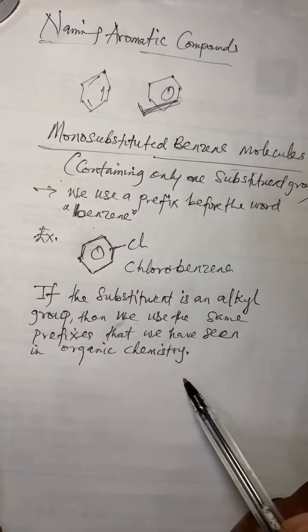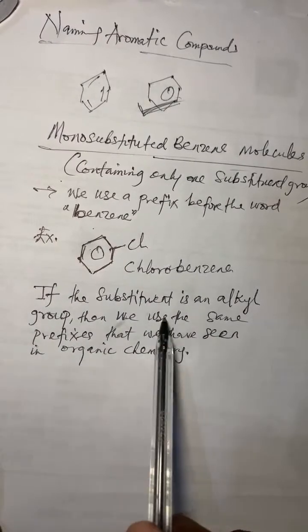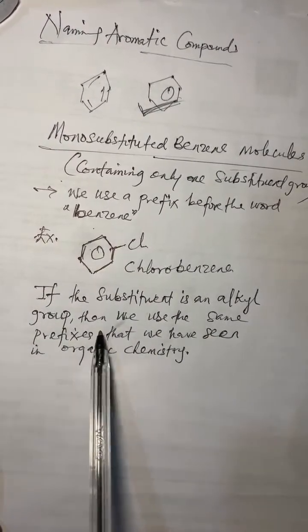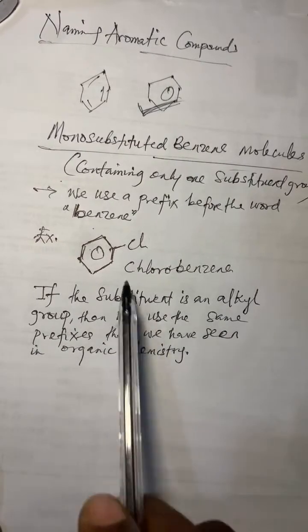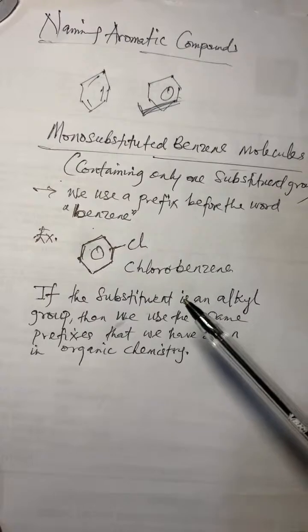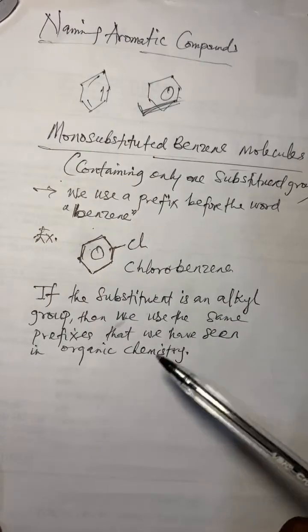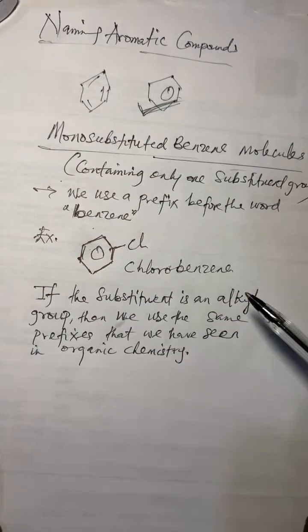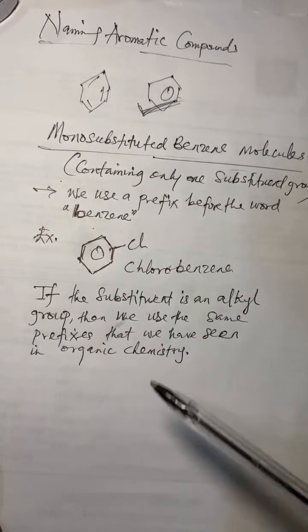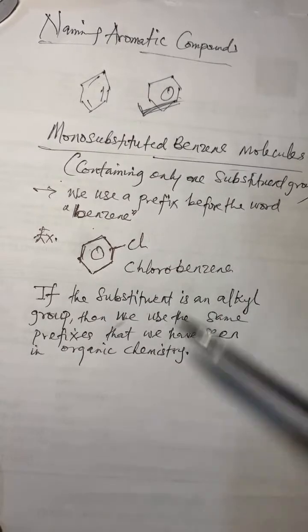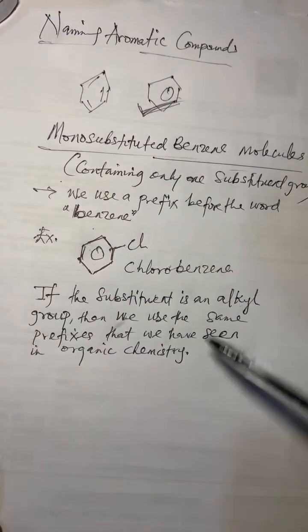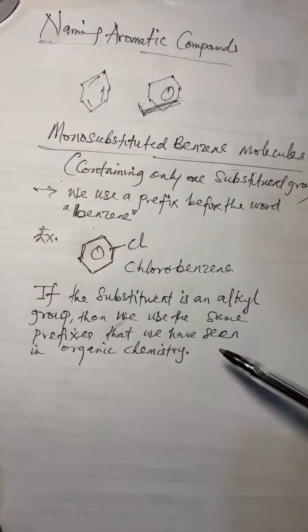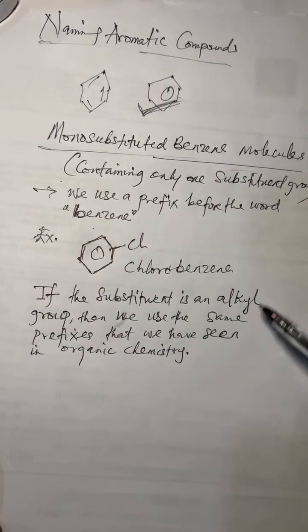Okay, so remember I said that if the substituent is an alkyl group, then we use the same prefixes. Remember, when you have just one methyl group, you just say methylbenzene, something like that. So those prefixes we still maintain for the alkyl family, where an alkyl group is a member that has lost one hydrogen atom. The first members are methyl, ethyl, propyl, butyl, just like so.